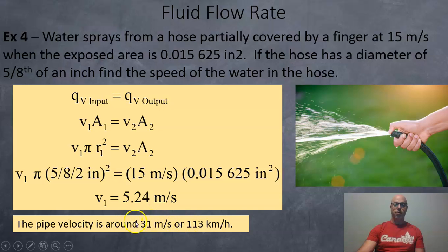And oops, a little typo, forgot to erase this down below. Anyway, so 5.24 meters per second, that's about half the speed of an Olympic sprinter. So someone running really fast would outrun that hose.